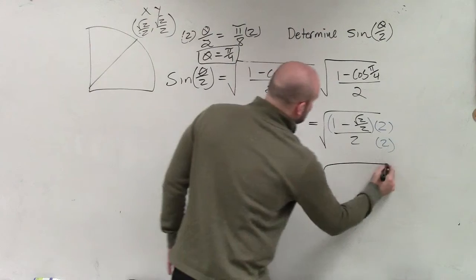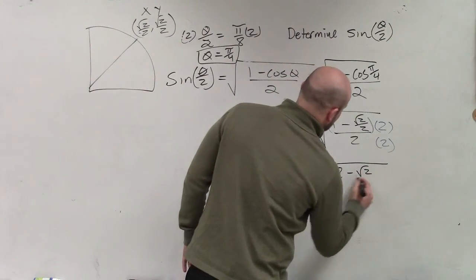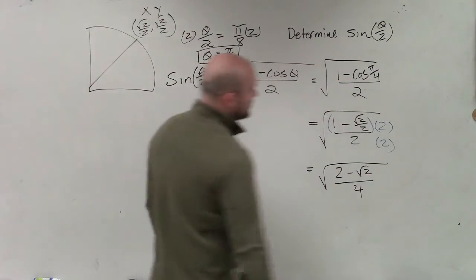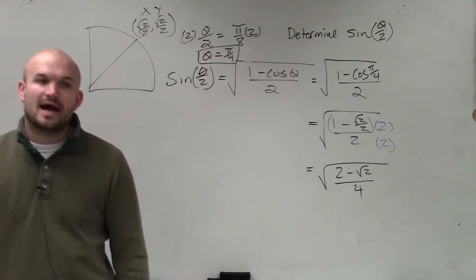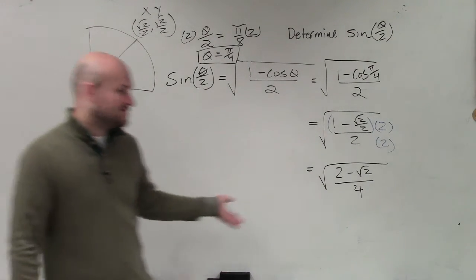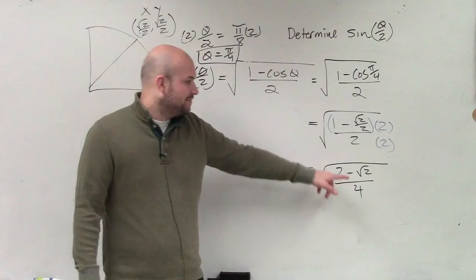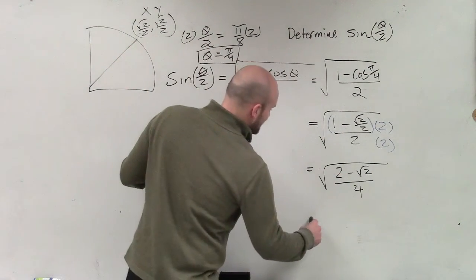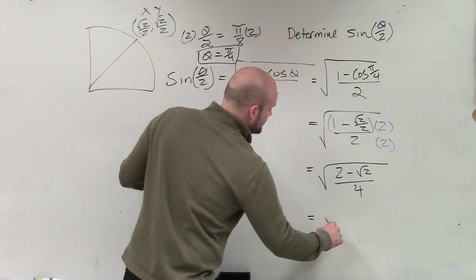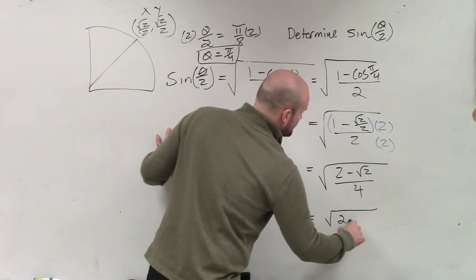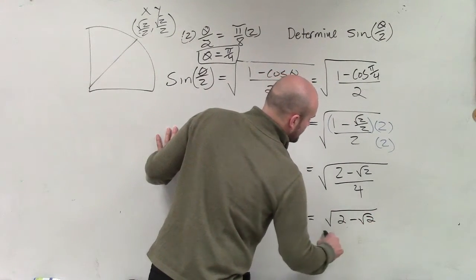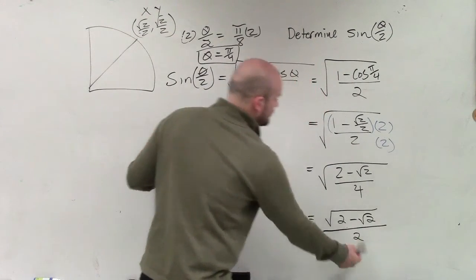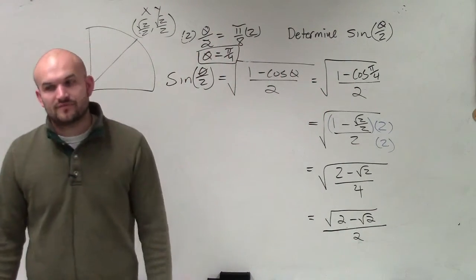So then we multiply these. 2 minus the square root of 2 over 4. OK? Now I can break this up, and I can take the square root of my denominator, but I cannot take the square root of my numerator. So therefore, my final answer is going to be the square root of 2 minus the square root of 2, all over 2. Or you could rewrite that as 1/2 in front.